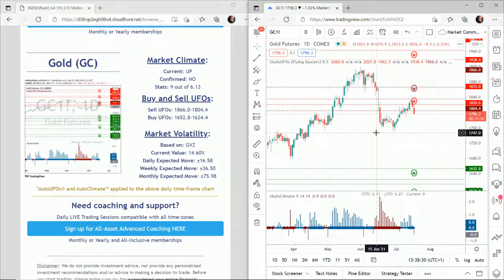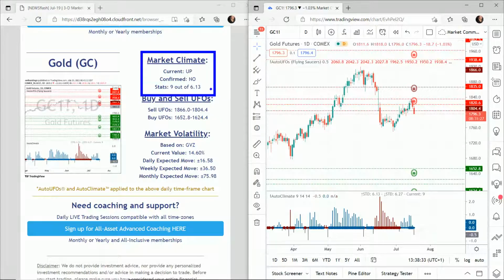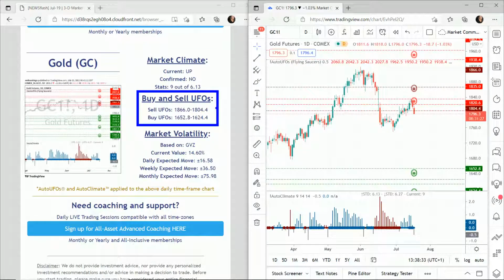Okay, so with gold we have an unconfirmed climate, so it doesn't matter that it says up, it doesn't matter that it's blue. What matters is it's a thin dot, it's unconfirmed. That means not enough probability either way, and so therefore best to leave it alone. Change time frame, change market. Now, we do have sell UFOs really close by from 1866.0, which is this one, finishes here, 1866.0 to 1804.4. That's our closest stack of sellers, very, very close by.